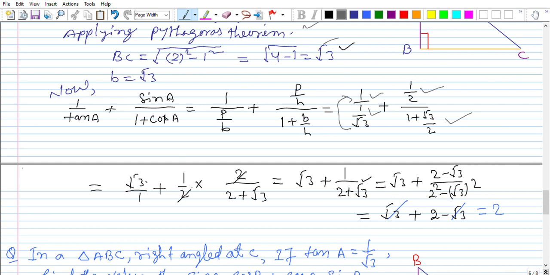Then we write root 3 by 1 plus 1 by 2 into 2 by 2 plus root 3 plus 1 by 2 plus root 3, because 2 cancel. Okay, then we get root 3 plus 2 minus root 3 by 2 square minus 2 root. What we have done here? Rationalization.